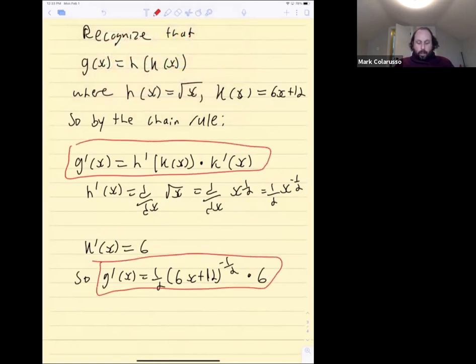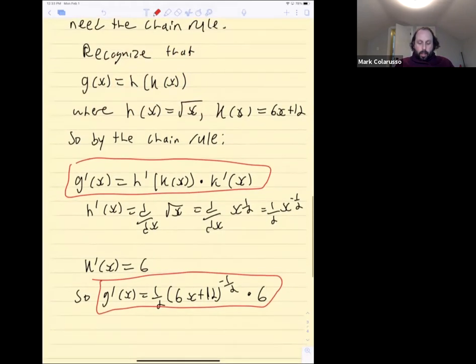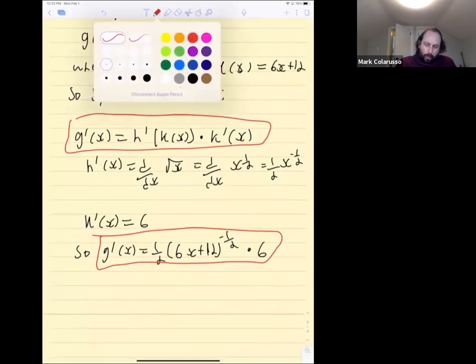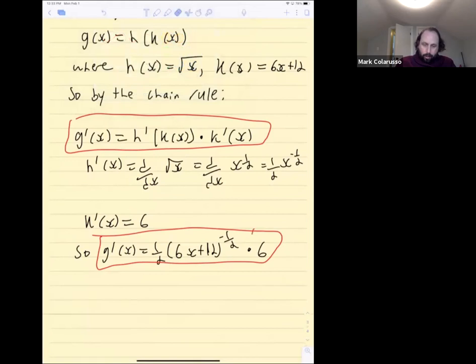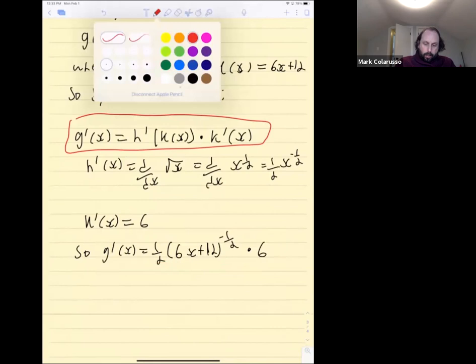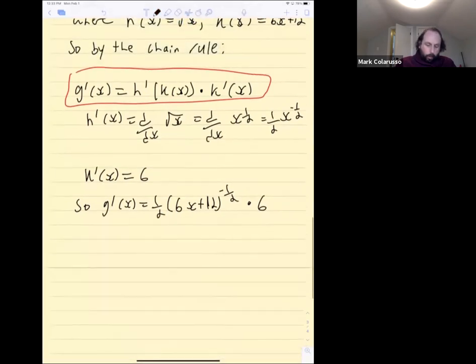Okay, so now we can simplify this. I guess we can simplify this a bit. So let's not rush to conclusions right now. So let's write g prime at x. So 1/2 times 6 is 3. So it's 3 times 6x plus 12 to the minus 1/2.